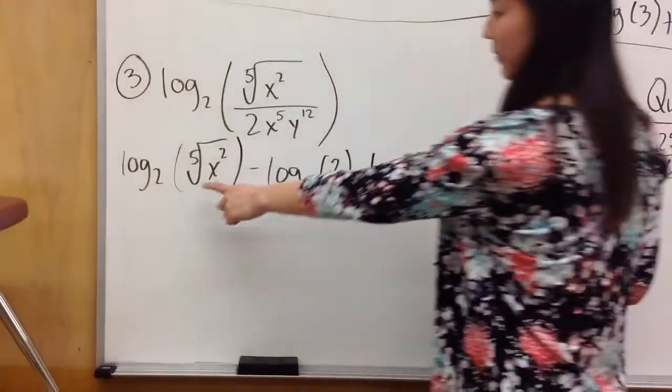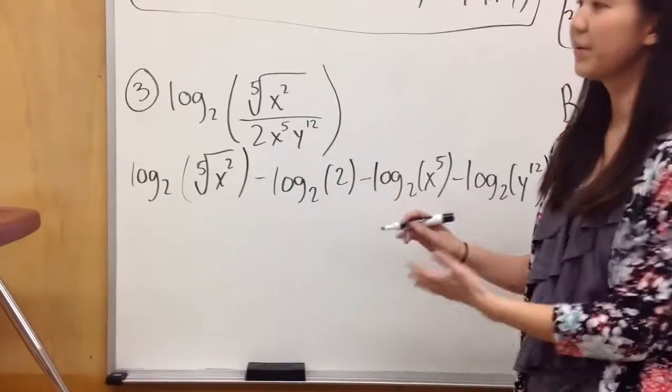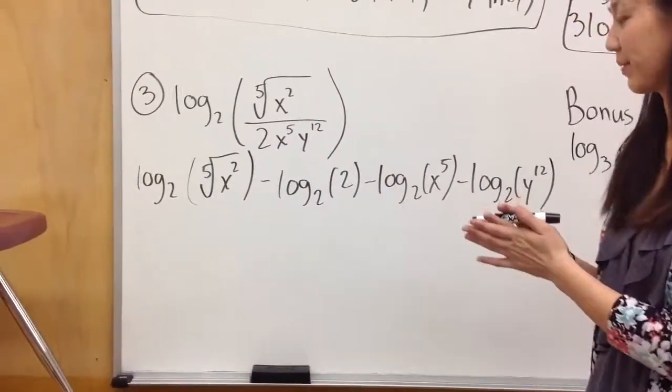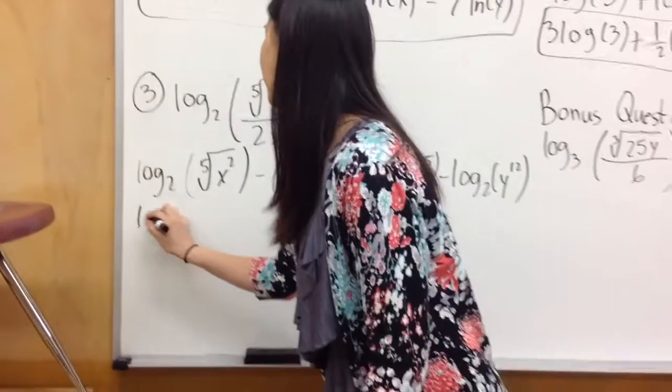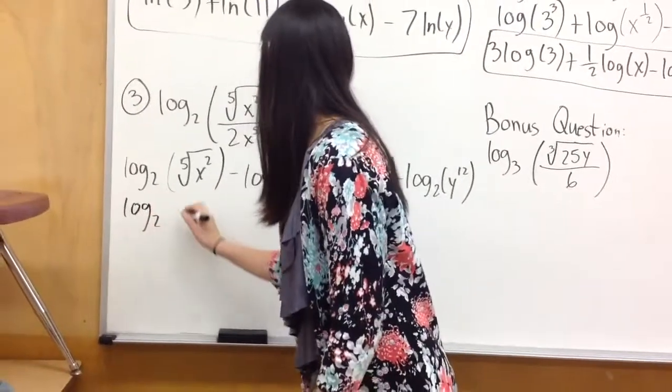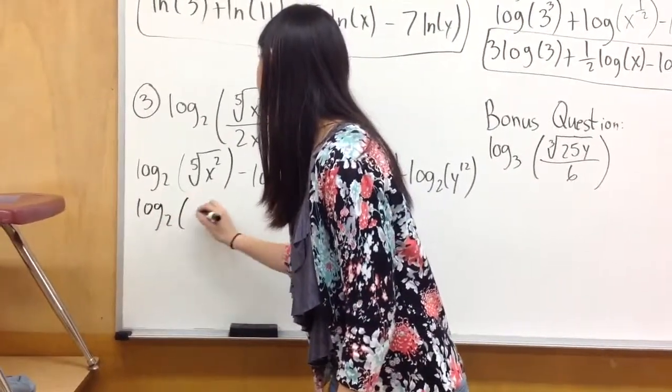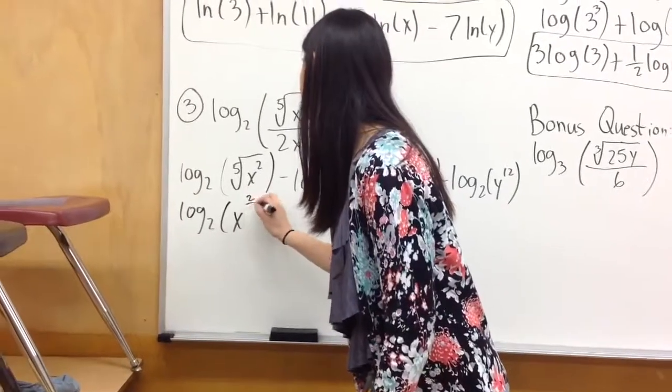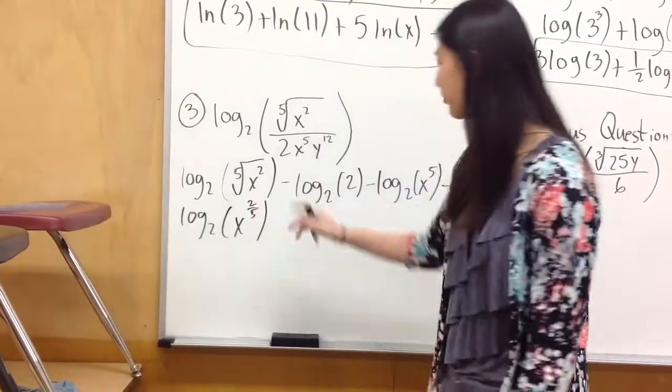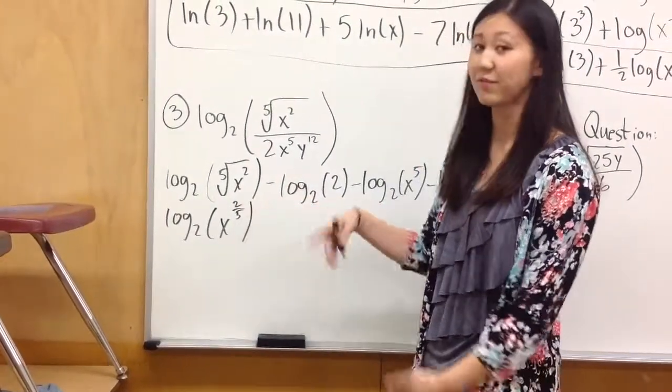Okay, let's look at this one here. Remember, any root is that fraction exponent. So this is going to be log base 2 of x to the 2/5 power. Right, 2 is the normal exponent, 5 is the fraction one.